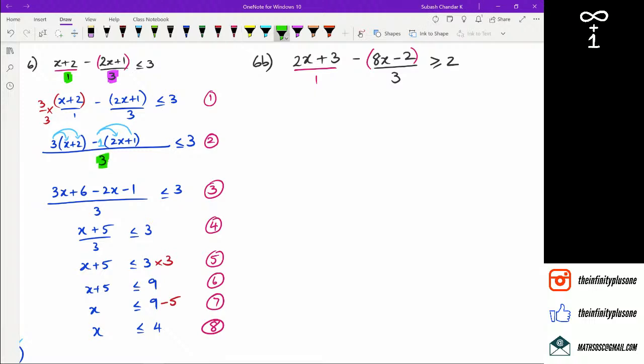Because if you look at this, the denominator is 3 for this fraction. In this case, it's actually 1. That's a terrible color to choose. All right, which means I got to multiply the left-hand side fraction by 3.